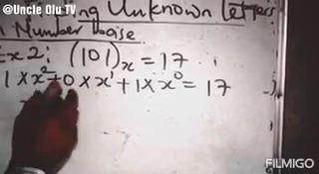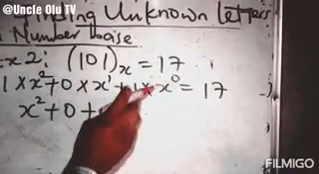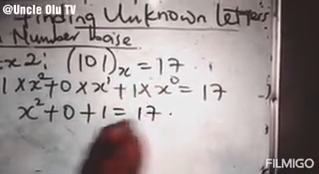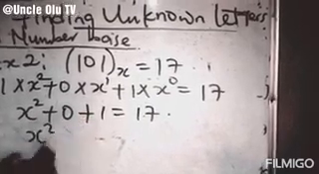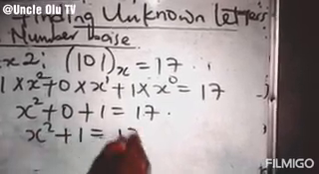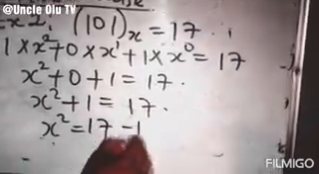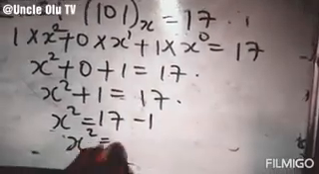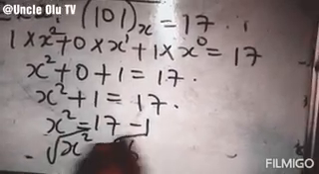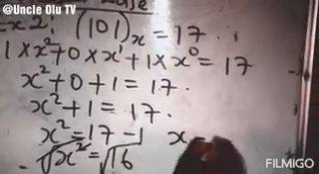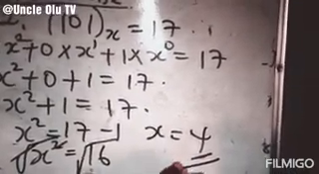x raised to power 1, that is x. Are you getting it now? Anything times 0, that is 0. Anything raised to power 0, 1. 1 times 1, 1. That means x squared equals 0 plus 1. You know 0 plus 1 is what? 1 equals 17. That means x squared equals 17 minus 1. x squared equals what? 16. What do we do? Square root of both sides. x equals 4, plus or minus 4. Anyway, so our x is 4.